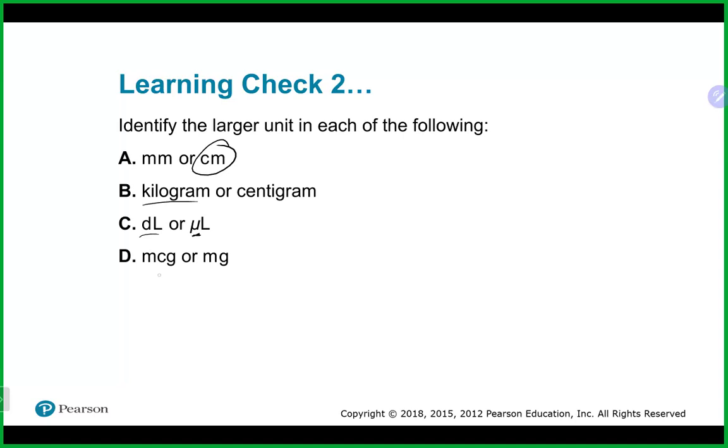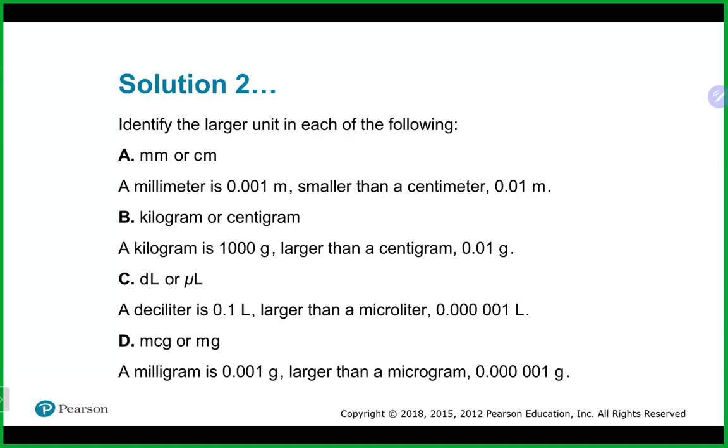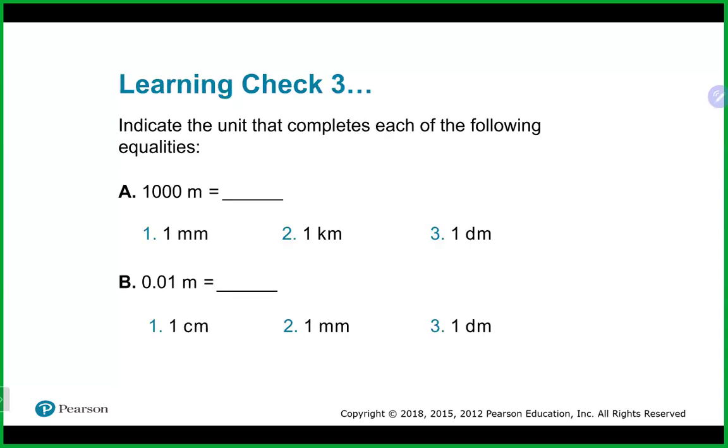Even I had to take a moment there. We think, oh, that kind of looks the same as well. So that is, again, micrograms and milligrams. So milligrams would be the correct one there in terms of which one's larger. So again, it's important to understand which one is larger and which one is smaller as you're moving through the prefixes, going one way or the other.